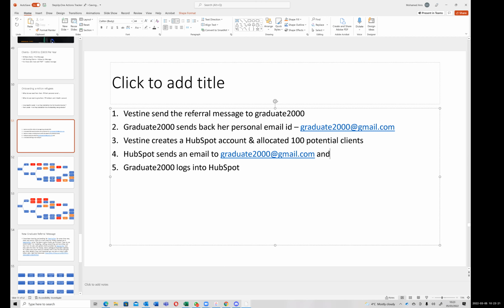So when this person logs in, what would be the risk for this person? Is there a risk for the person to start sending out messages with a poor profile? Yes, that's a risk. That's a risk that we are willing to take. I agree, there is a risk, but I don't want to break this into two steps. If I break Vestine's process into two steps, that will create a huge bottleneck. Yeah, exactly. Okay, so graduate 2000 logs into HubSpot, sees her 100 clients, but she doesn't know the products, and she needs to download them to send everything to them, right? Yes.